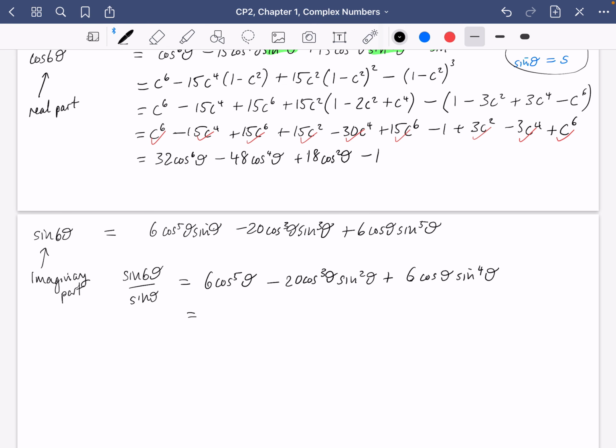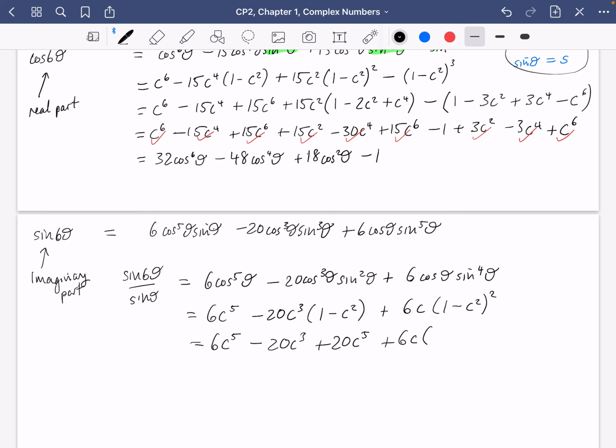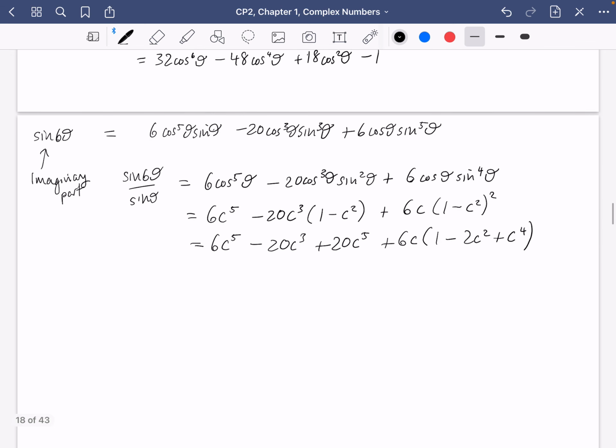Now I'm going to do that trick again. So this is 6c to the 5 minus 20c cubed, and sine squared is 1 minus cos squared. And then I've got 6 cos times 1 minus cos squared, all squared, for sine to the power of 4. So that's 6c to the 5 minus 20c cubed plus 20c to the power of 5 plus 6c multiplied by 1 minus 2c squared plus c to the power of 4. That is just expanding the brackets of that last bit.